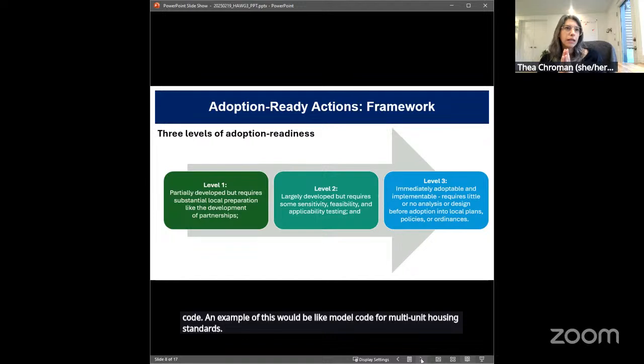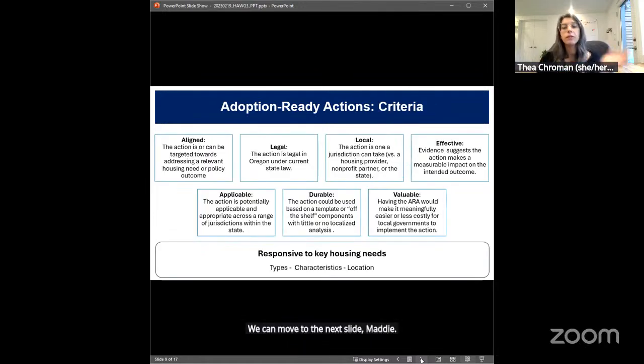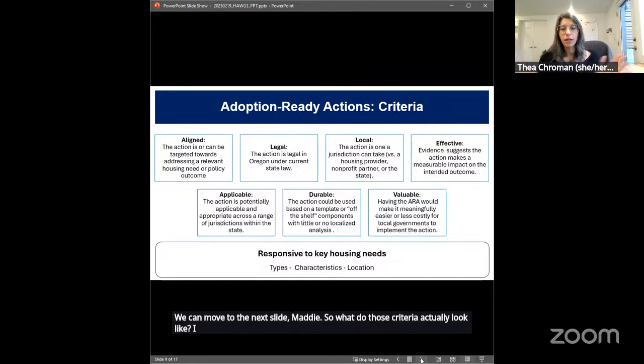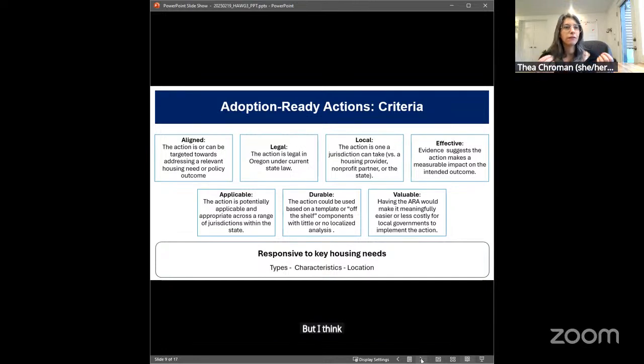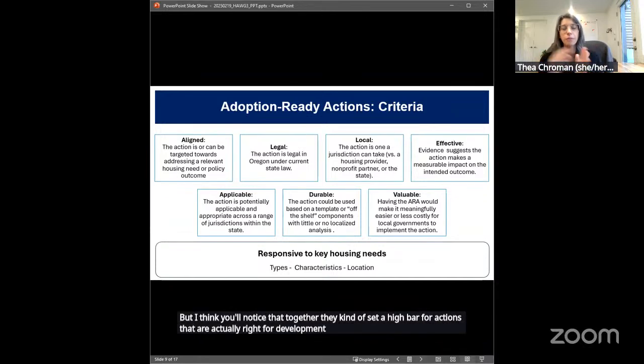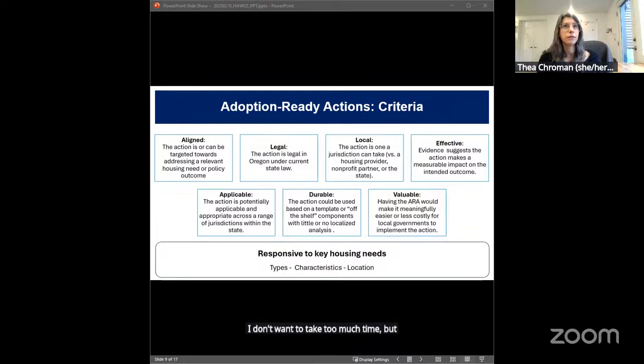We can move to the next slide, Maddie. So what do those criteria actually look like? I don't think anything in these criteria, which you also saw in the memo that we sent out, are surprising or controversial, but I think you'll notice that together they set a high bar for actions that are actually right for development into adoption-ready actions. So I don't want to take too much time, but we can walk through this list so we all are on the same page about this.